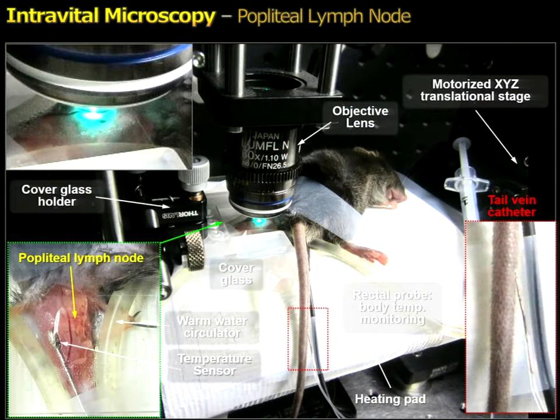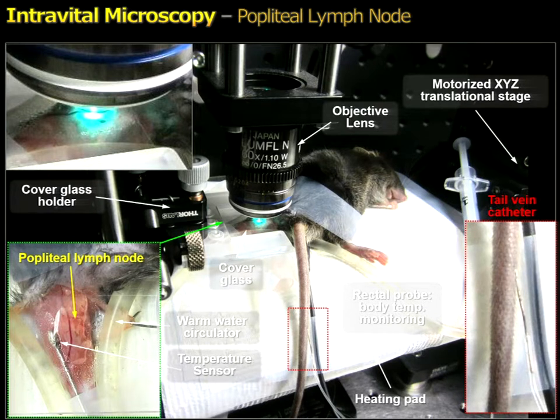So this is the very typical preparation for the imaging. We first anesthetize the mouse, and then we insert the rectal probe through the anus to monitor the body temperature, and then we use the heating pad to keep the mouse temperature stable during the imaging. And in many cases, we catheterize the tail vein. By doing that, we can inject various kinds of different drugs, fluors and even cells when we do the imaging.